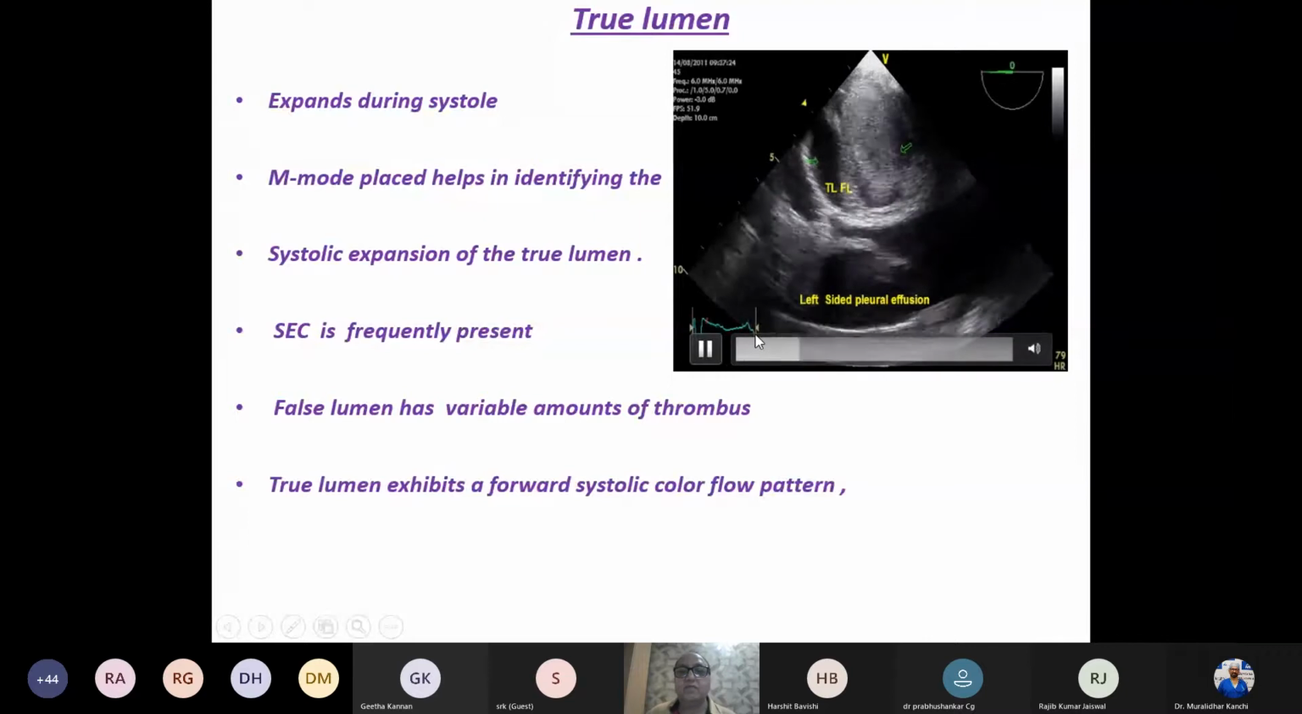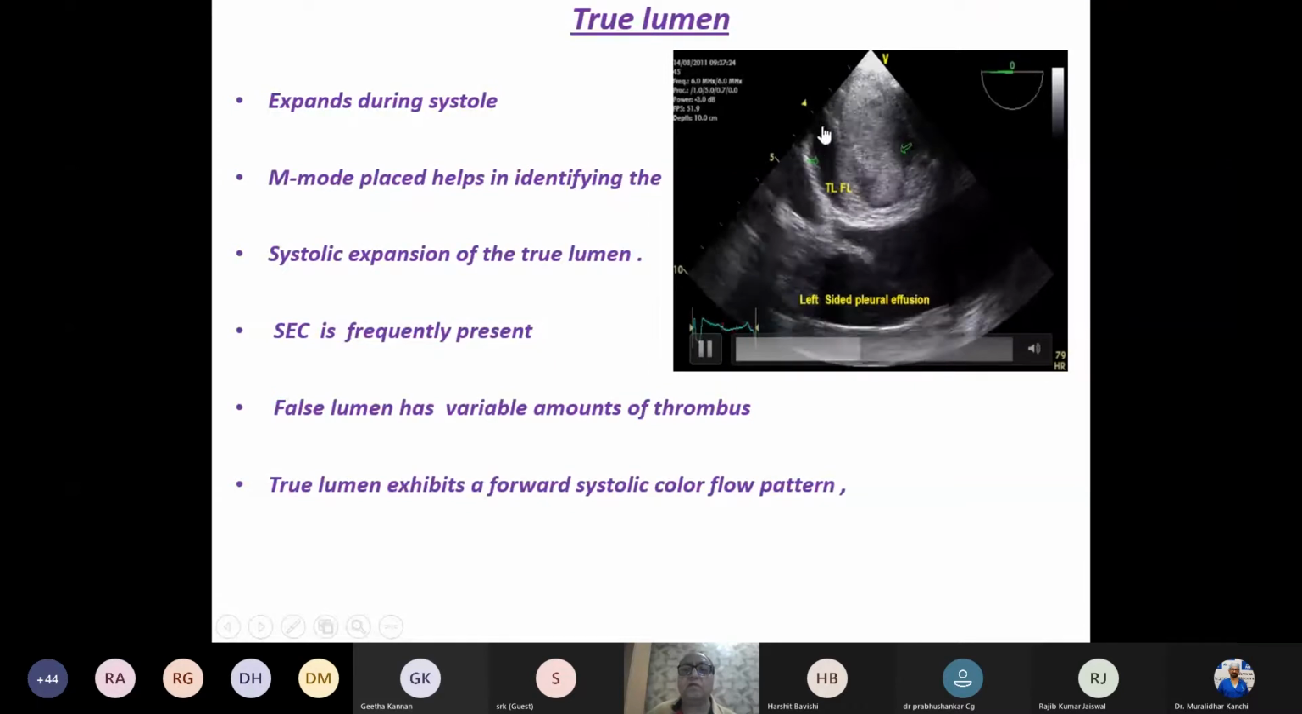In each image, please do not record any images without a running ECG, because many a times I've seen most of them doing echocardiography without any ECG leads in place. Please don't do that, because we cannot know whether it's the systolic or diastolic phase of the cardiac cycle.